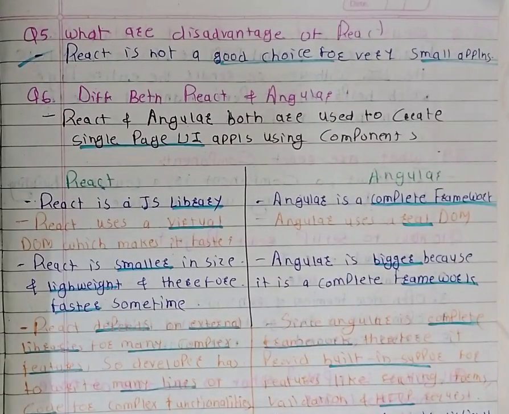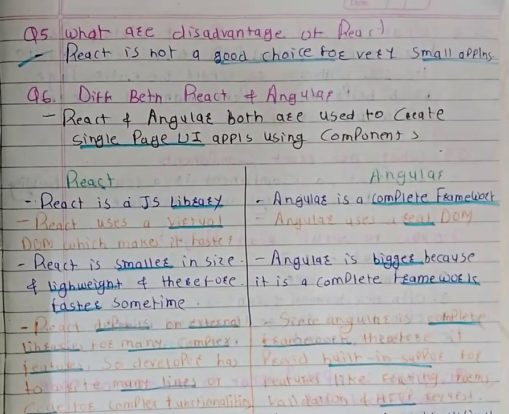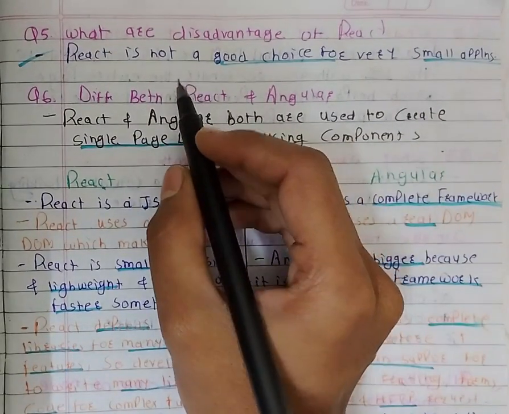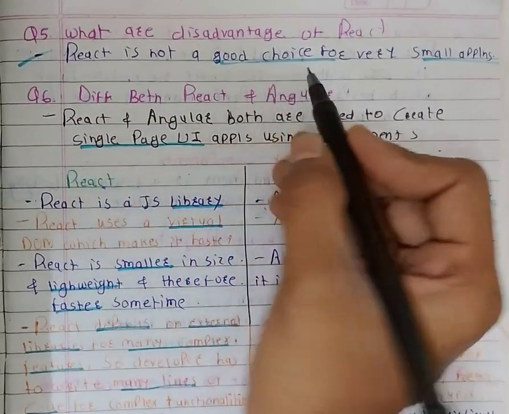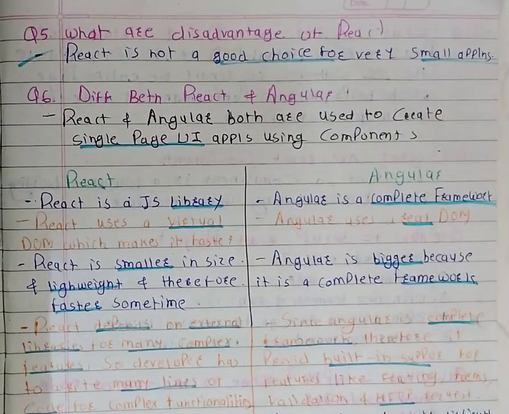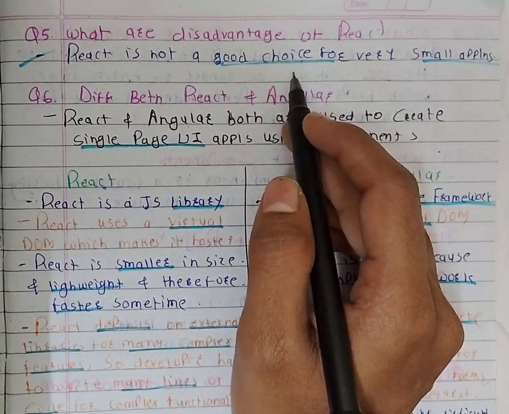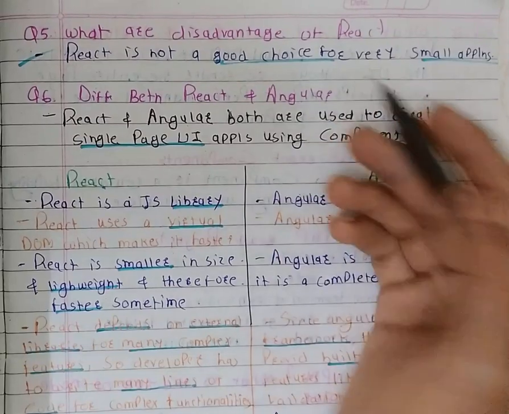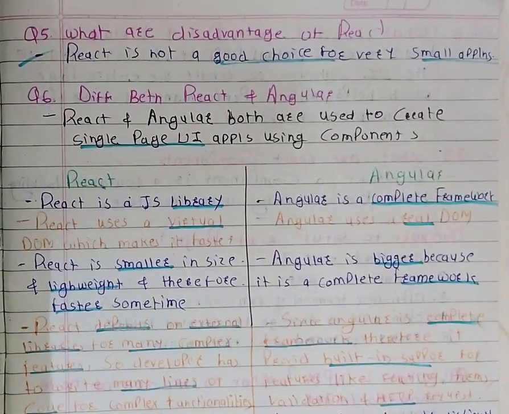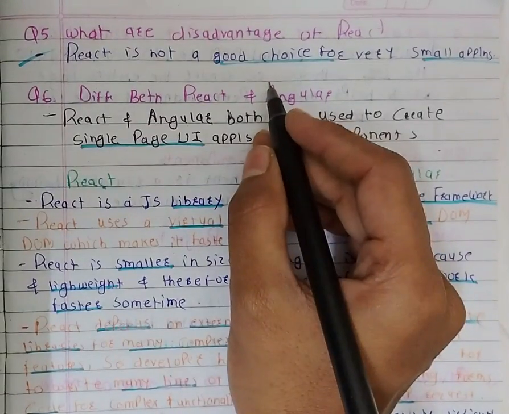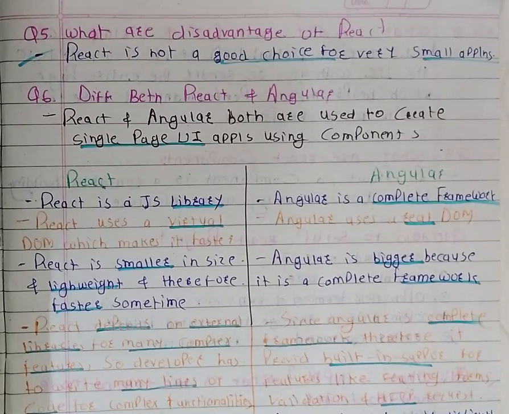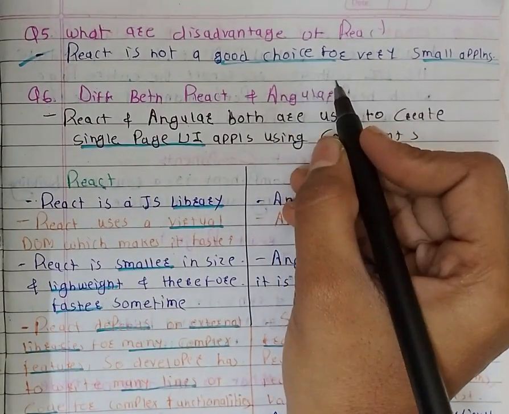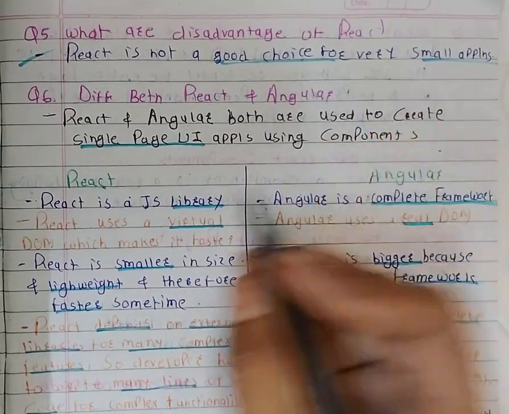So next concept is what are the disadvantages of React. React is a JavaScript library. React is not a good choice for a very small application because it is component based. We have to learn so many things. If we have a single page application like a portfolio or a simple website, there is no need to add reusable components and all those things. So React is not a good choice for a very small application.